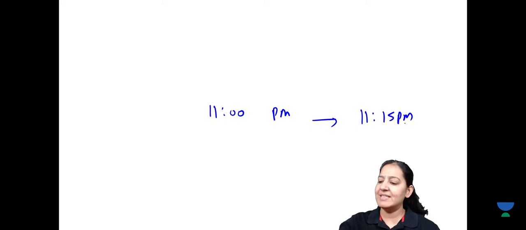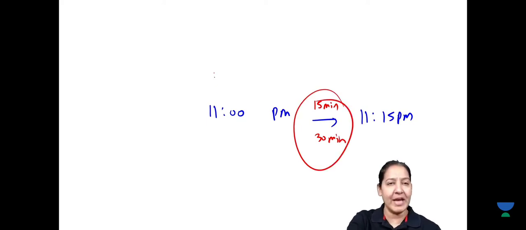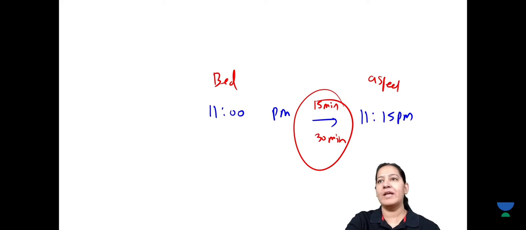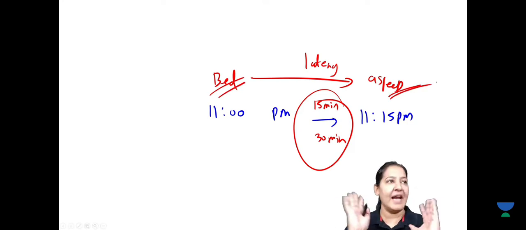So a normal person's latency time is usually 15 minutes to 30 minutes. After going to bed, the person falls asleep within 15 to 30 minutes. So this time is known as latency time. How long after going to bed you fall asleep, that time is known as latency time.